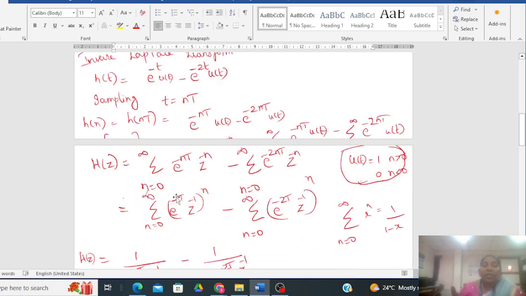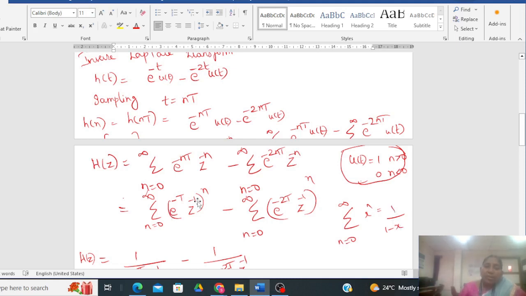Now in this we will be taking the common term outside. So n we will be taking outside. So e power minus t z power minus 1 whole power n, and here also we will be taking the n outside. It is e power minus 2t z power minus 1 the whole power n. Now this equation is in the form of summation n equal to 0 to infinity x power n, which is equivalent to 1 by 1 minus x.